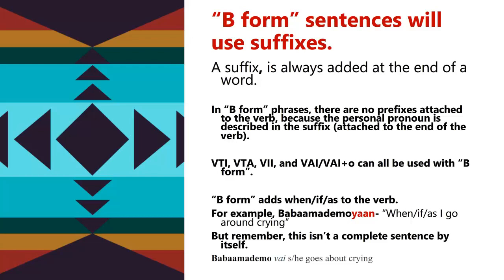B-form, like I previously mentioned, adds when, if, as, or that to the verb. So for example, babamademoyan, when, if, as I go around crying. Instead of he or she goes about crying, you're adding when, if, or as I go around crying when you use the be-form. But remember, this usually isn't a complete sentence by itself.